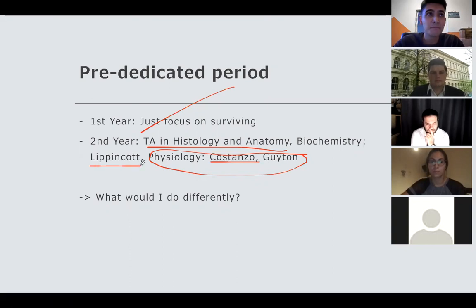Looking at it again, maybe I would have used Kaplan if I really wanted to start already in the second year, but I don't think it was such a big mistake, because I did Boards and Beyond review in my fourth year. I thought I didn't remember any of the biochemistry, but I got most of the biochemistry, if not all, correct. So there was no problem.